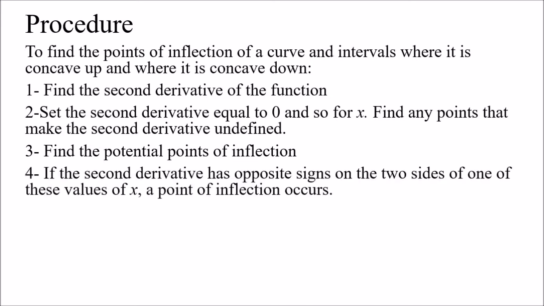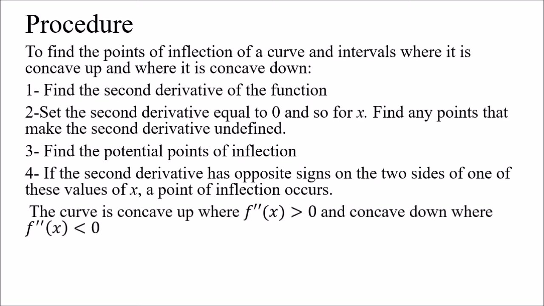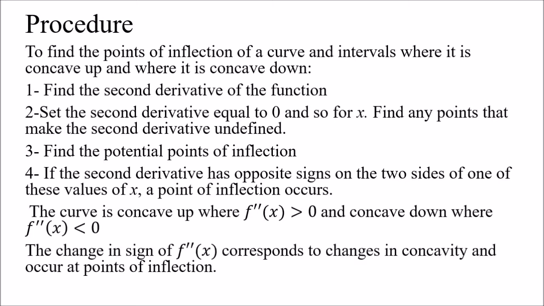The fourth step is if the second derivative has the opposite sign on the two sides of one of these values of x, a point of inflection occurs, meaning we need to test the intervals created by those points resulting from step number 2. The curve is concave up where the second derivative is positive, and it is concave down where the second derivative is negative. The change in sign of the second derivative corresponds to changes in concavity and occurs at points of inflection.